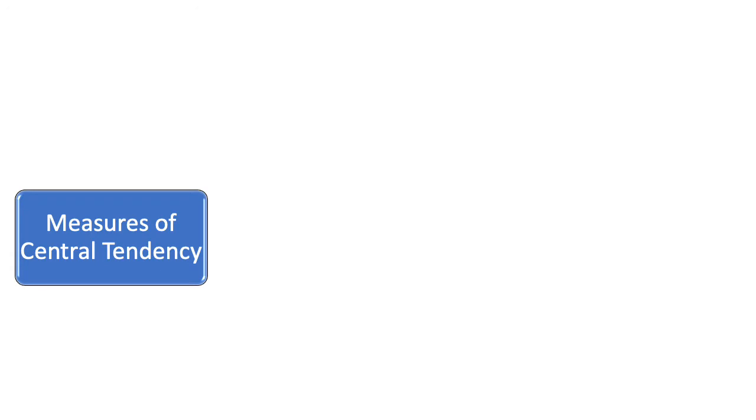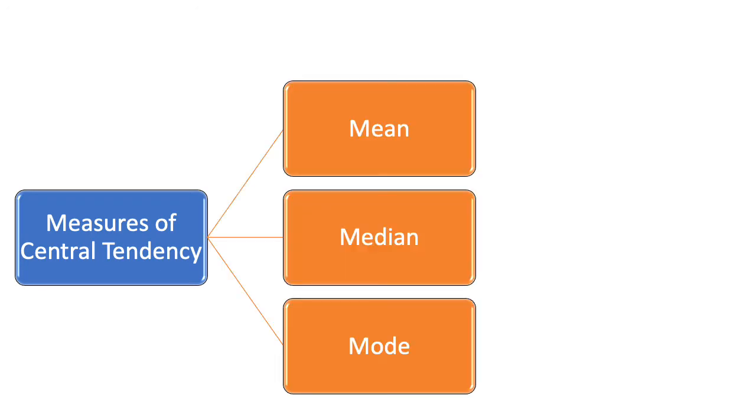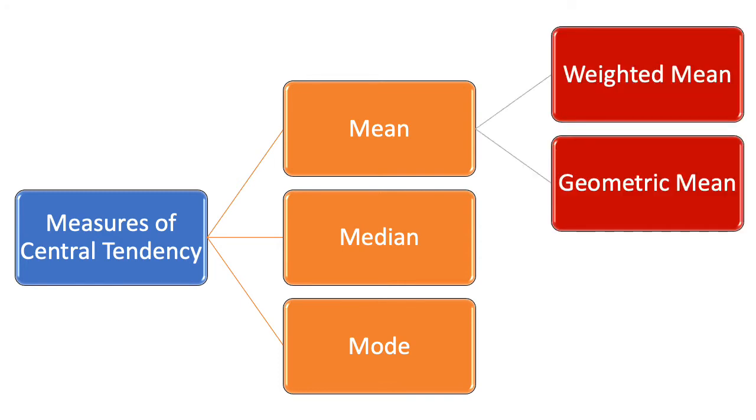The measures of central tendency that we'll be looking at are the mean, median, and mode. In terms of the mean, we'll also be looking at the weighted mean and the geometric mean. Let's start with the mode.